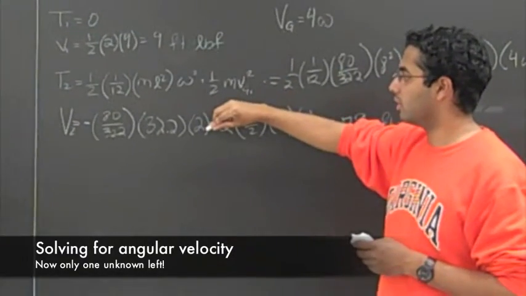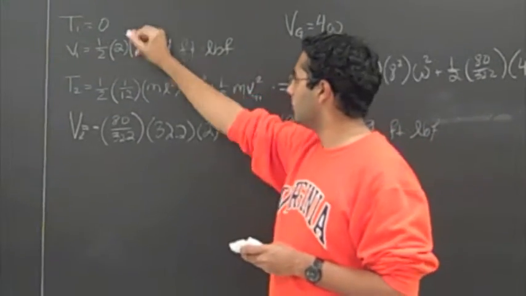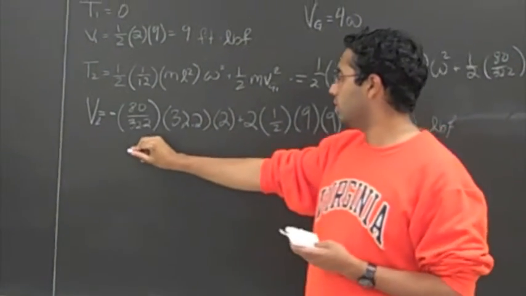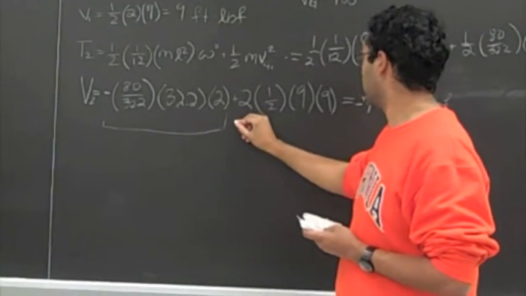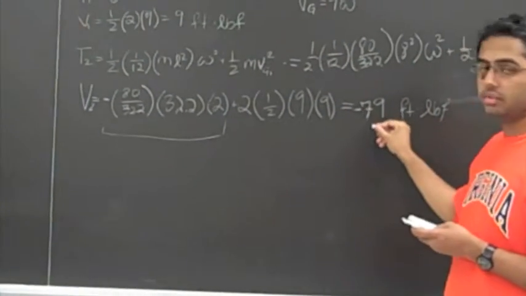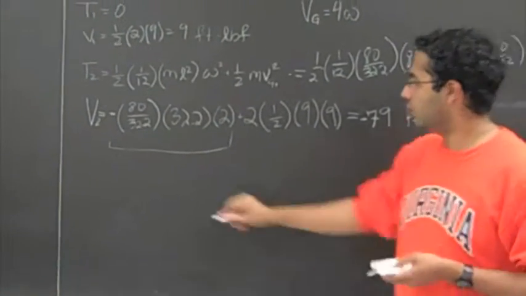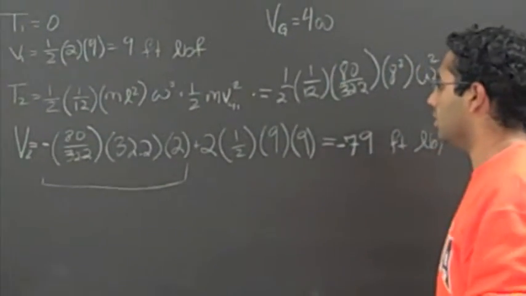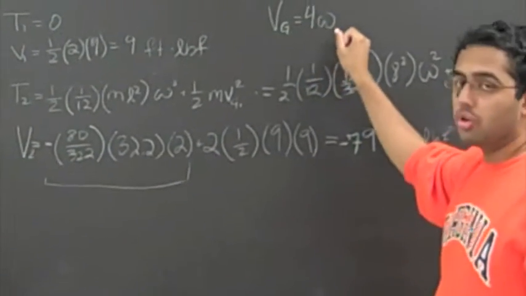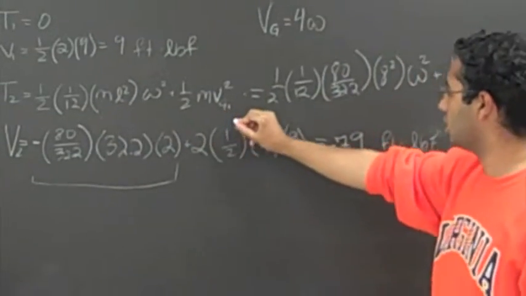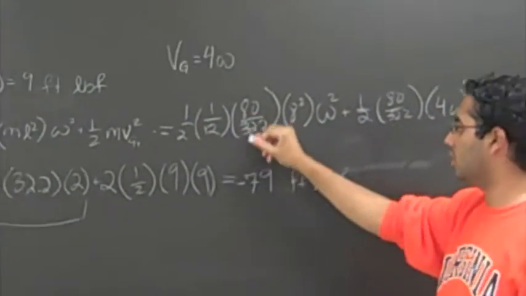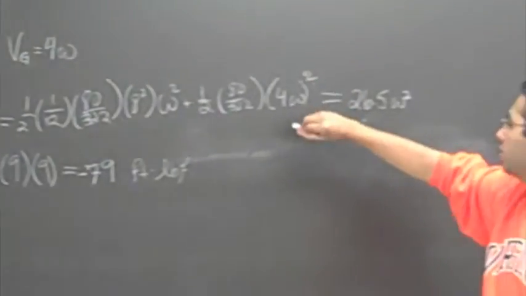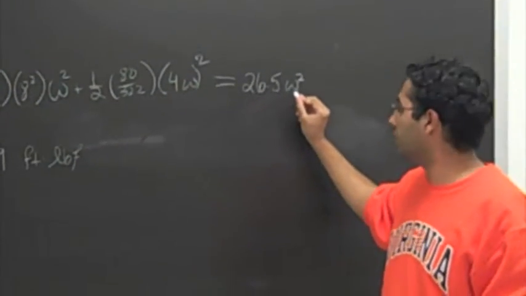So these are all the expressions we have so far for the work energy equation. We have T1 is equal to 0, V1 comes out to 9 foot-pound force, T2 is what we're still working on, and V2 is equal to negative potential energy plus 2 times 1/2, 9 times 9, which comes out to negative 79 foot-pound force. And this is negative just because of our coordinate system, and the G is going in the negative direction. So what we end up with at this point is Vg is equal to 4 omega. When we plug this back into the T2 expression, it comes out to 1/2 times 1 over 12, 8 over 32.2, 8 squared omega squared, plus 1/2, 8 over 32.2 times 4 omega squared, quantity squared. And this can be simplified further into 26.5 omega squared.